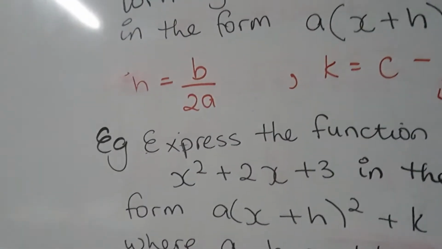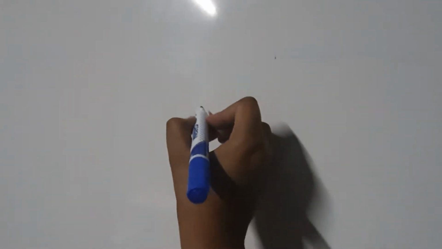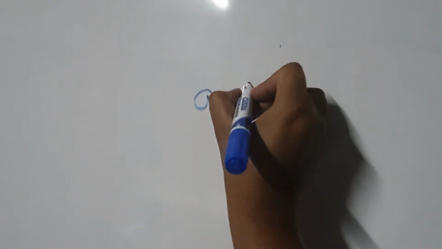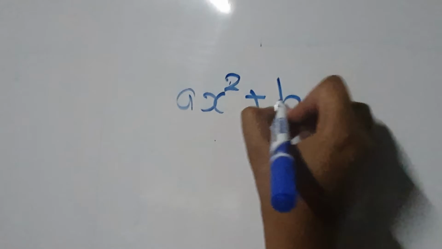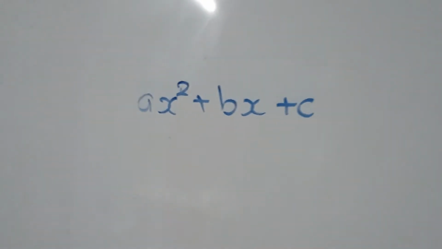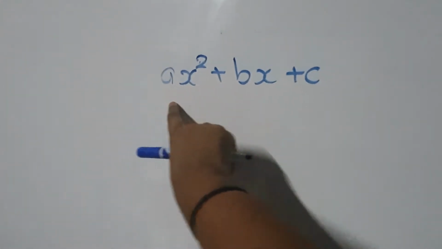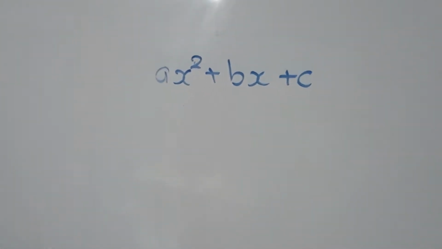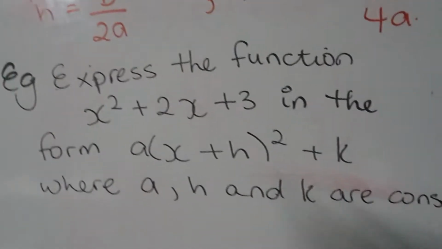So you're probably wondering where I'm getting all the a, b, and c from. Remember, the general form of a quadratic function is ax² + bx + c, right? So the a that we're talking about would be the number in front of x squared, b would be the coefficient of x, and c is the constant by itself. So let me show you that with an example.